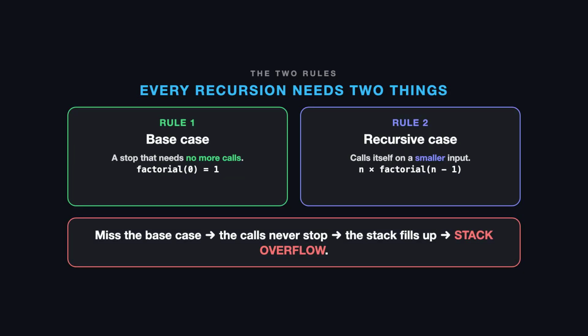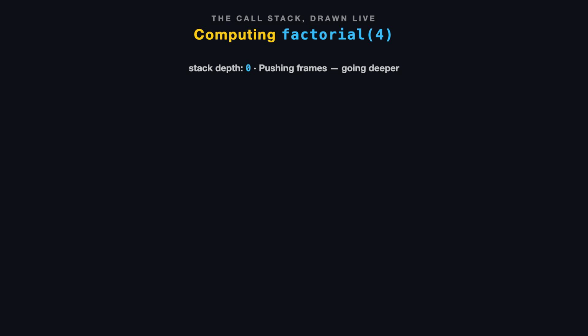Now take away the base case. Nothing stops the calls. The function calls itself, which calls itself, forever. Each call eats a little memory on the stack. The stack fills up, and your program crashes. That crash has a name you will meet a lot. Stack overflow. So the rule is simple. A base case that stops it, and a recursive case that moves toward it. Both. Always.